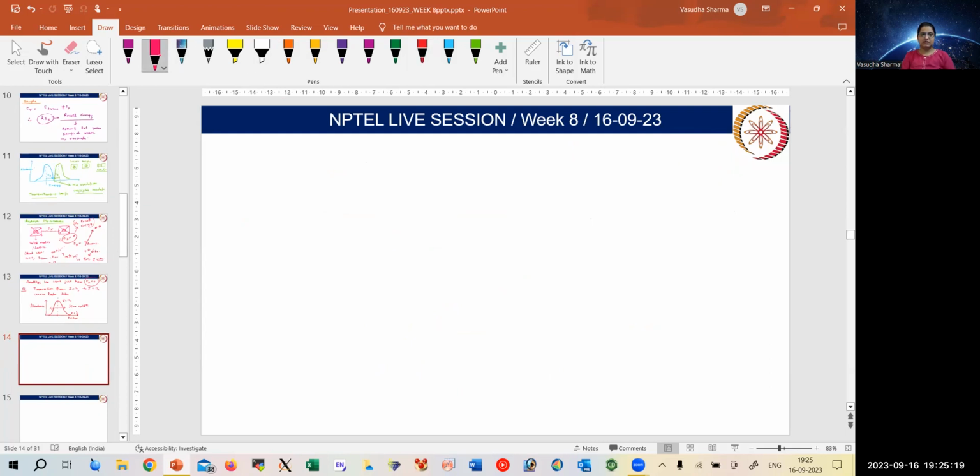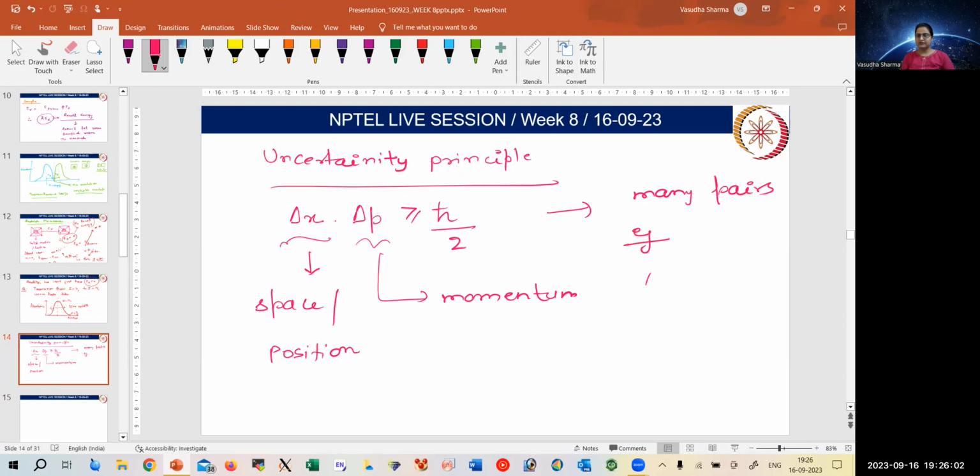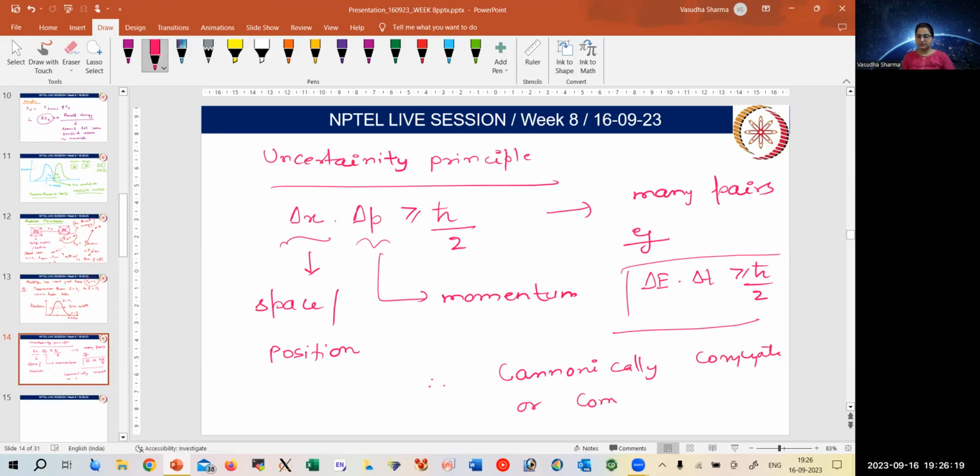Why is it so? The reason behind it. We generally come across a principle called Heisenberg's uncertainty principle, where normally we take delta x as the space, or we can call it position, that is uncertainty in position, and this is momentum. Both uncertainties can't be calculated simultaneously, and their product has to be greater than or equal to h cross by 2. Similarly, there are many pairs which exist in this form. For example, delta E into delta T greater than or equal to h by 2. So these pairs are called canonically conjugate variables or complementary variables.